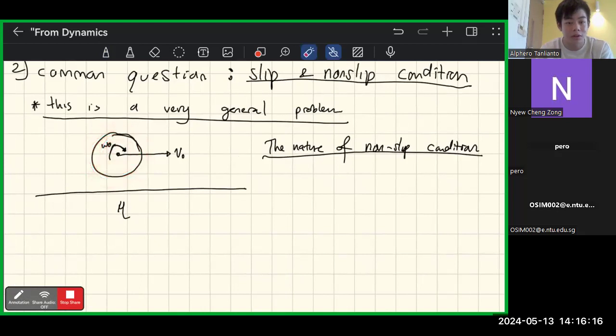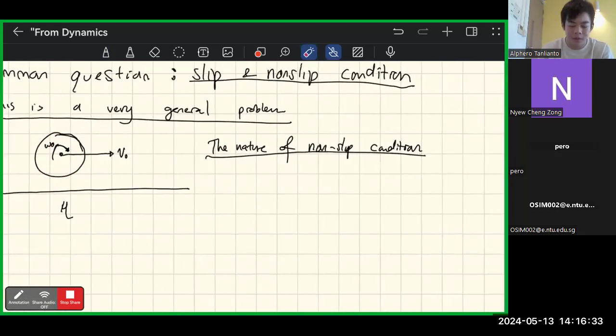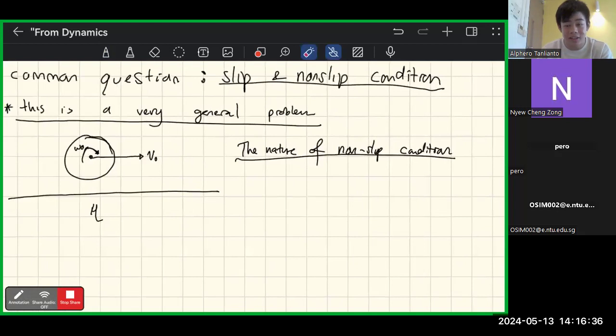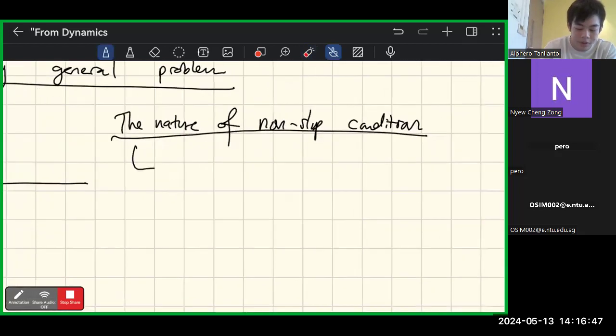I thought non-slip is just one formula. Yeah, exactly, non-slip is one formula, right? But the problem is that it's initially a slip condition, but it will become a non-slip condition. This is the dilemma, because initially it is a slip condition, but eventually it will go to the non-slip condition. It's just the nature of it.